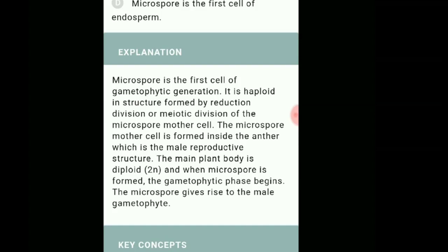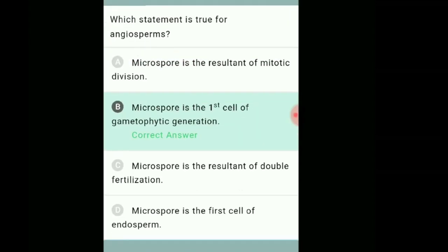The main plant body is diploid, and when the microspore is formed, the gametopoietic phase begins. The microspore gives rise to the male gametophyte. So the answer is: microspore is the first cell of the gametopoietic generation in angiosperms.